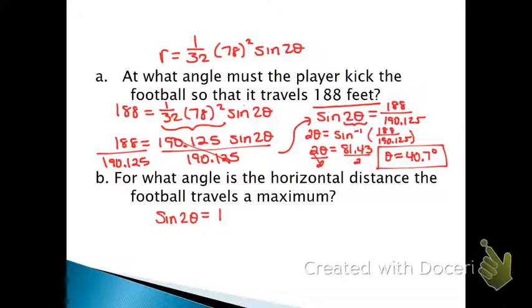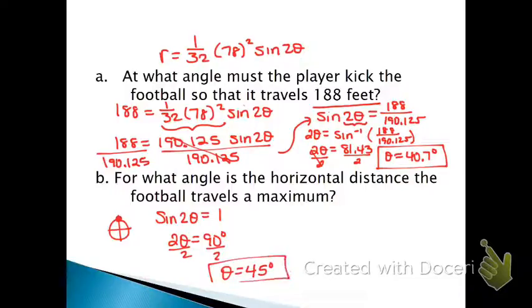Or actually, in this one, you don't even have to use your calculator because you can use your unit circle. Because where is y, because sine is y, equal to 1 at 90 degrees. So we know that 2 theta equals 90 degrees, divided by 2, and we find that our theta is 45 degrees. So if he kicks it at a 45-degree angle, then the horizontal distance that football is going to travel will be a maximum.